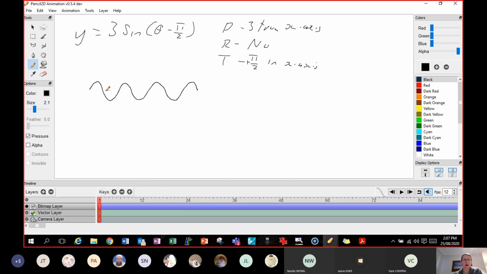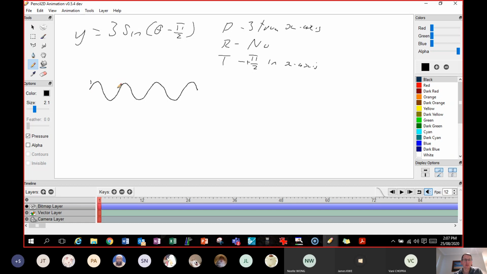Now, if you think about it, it's been dilated by 3. So really, it's going to be stretched up and down. Now, it hasn't been dilated this way. If it has been dilated this way, I can start changing my numbers. So what's happened though is it's moved plus pi on 2. So instead of it normally the axis occurring here, the whole graph has been shifted.